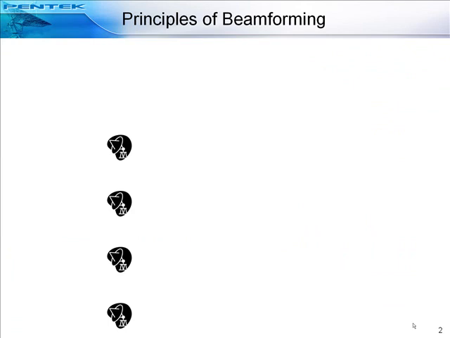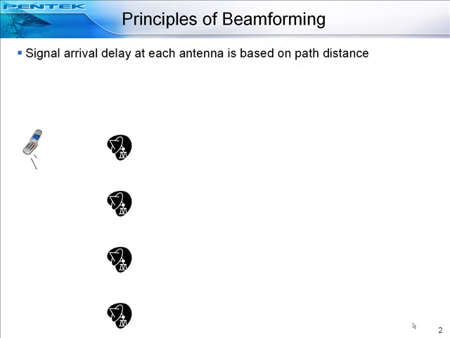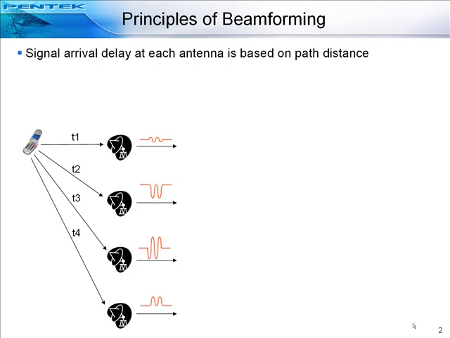Beamforming is typically used with an array of sensors or antennas to improve receptivity in a specific direction, for example, from a single cell phone. The signal from a given source arrives at each antenna based on the distance between the source and the antenna, so the antenna signals have relative phase and amplitude offsets.